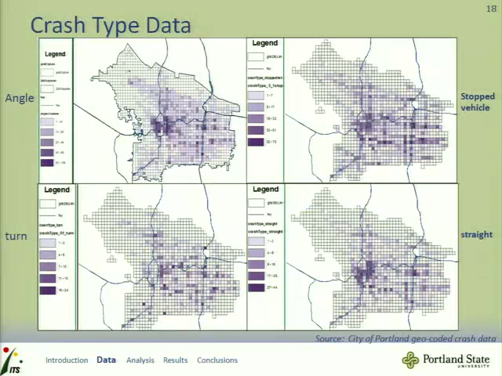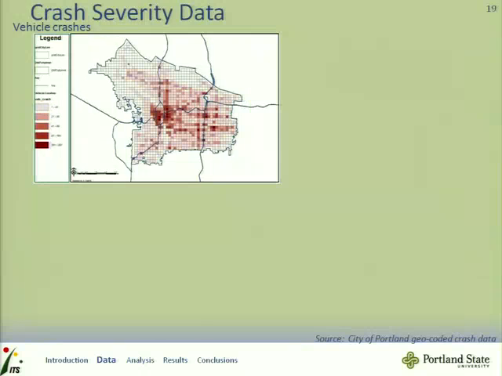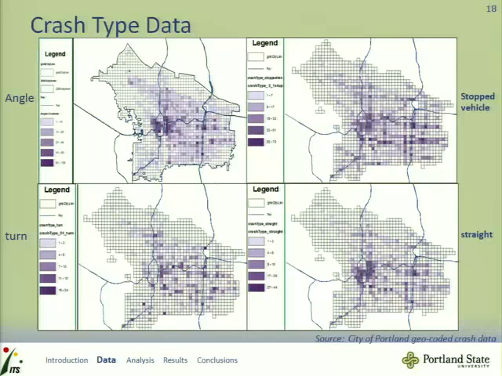So I know this gets a little small, but we have a big screen in here, right? Looking at the different spatial patterns you see when you break the crashes down by these four major crash types. The angle crashes were the highest and still look a lot like the overall vehicle crash spatial pattern. The stopped vehicle and the straight, over on the right, are very much a similar type of crash, and we see fairly similar distributions.